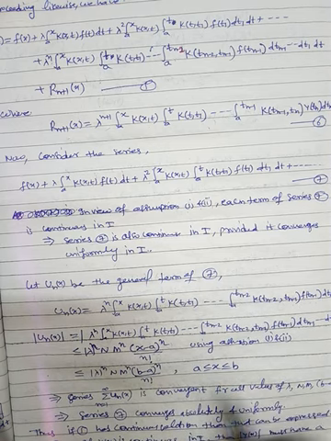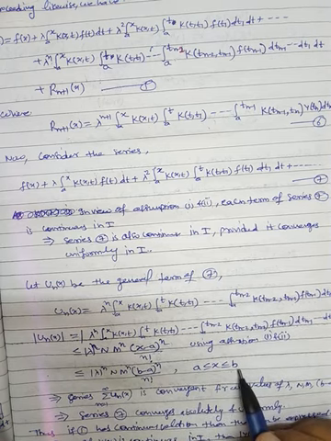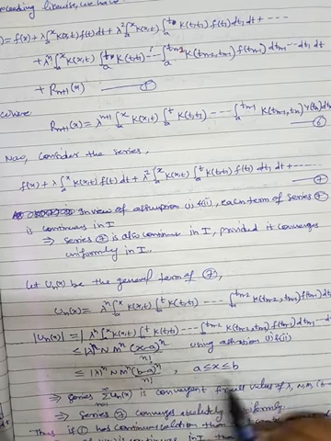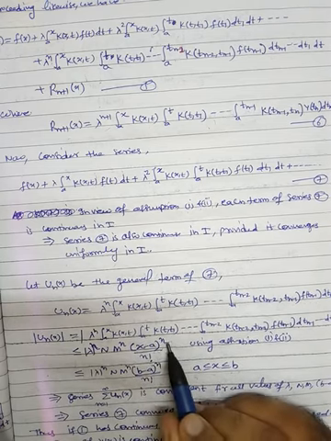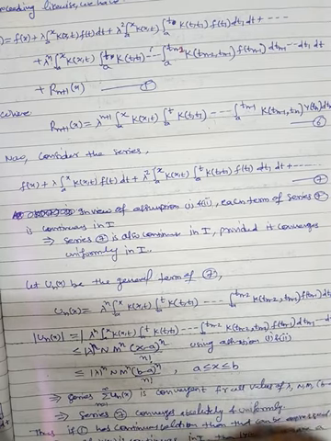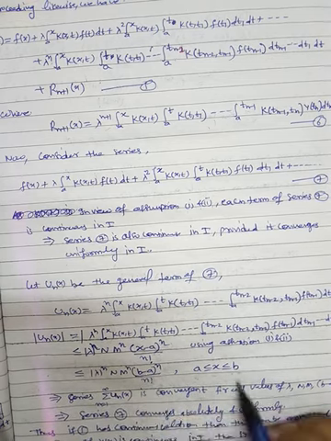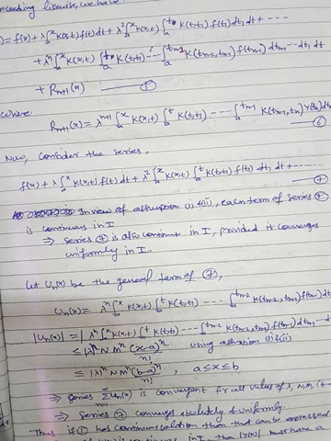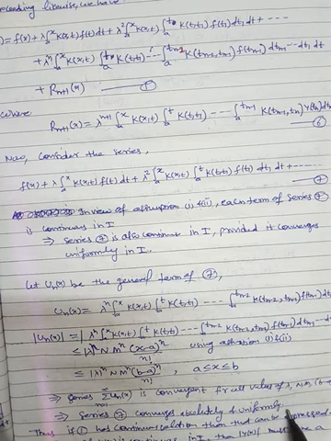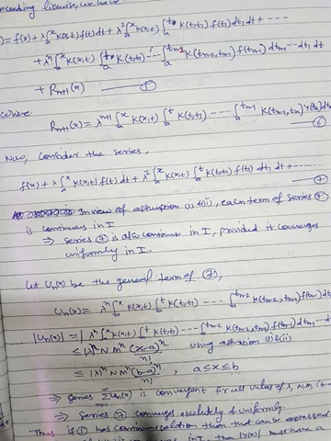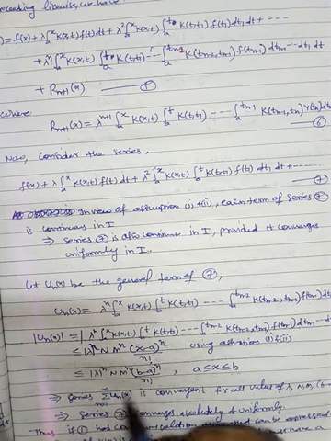Fine. But we know that x lies between a and b, so the highest value of this will be (b minus a) raised to the power n divided by n factorial. We can take the maximum value of x as b, that's why it is less than or equal to this, and x is replaced by b here. Fine. So the series summation of un is convergent for all values of lambda and M(b minus a).